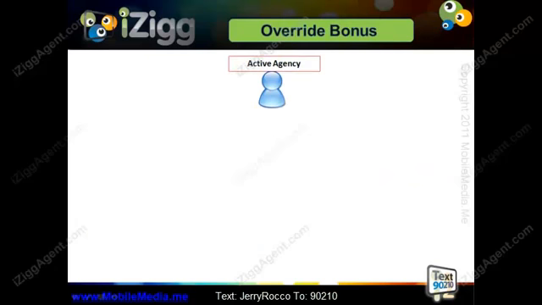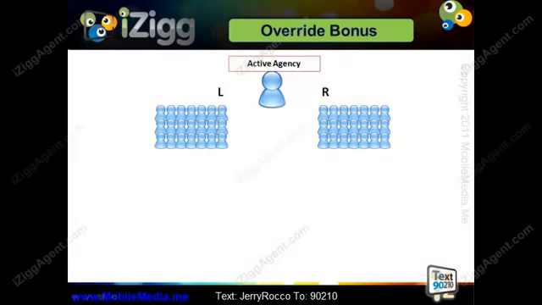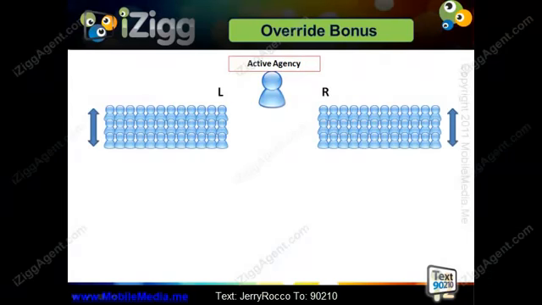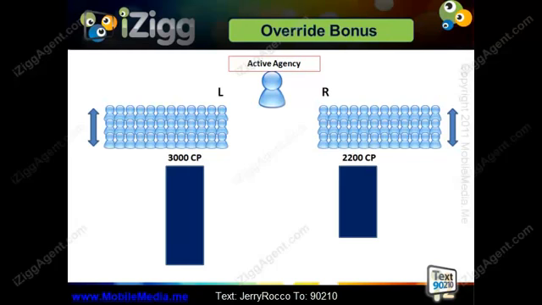So let's talk about that override bonus. As an active agent, you were to go out and sponsor, let's say, 3 people on each side of your business. That turned into 20. That turned into 200 or 2,000 or even 20,000. We know you get paid on all the production below you. And you have 2 sales teams. So in this scenario, we have 3,000 on one side and 2,200 on the other side.